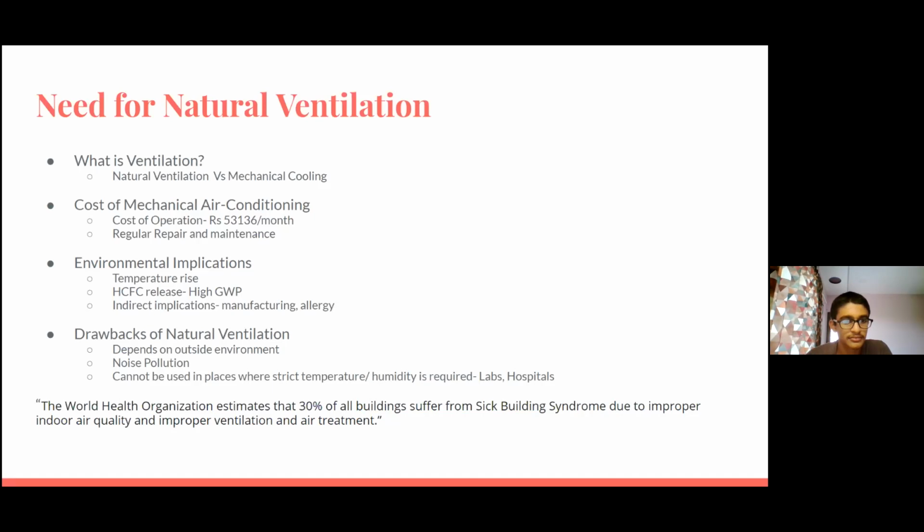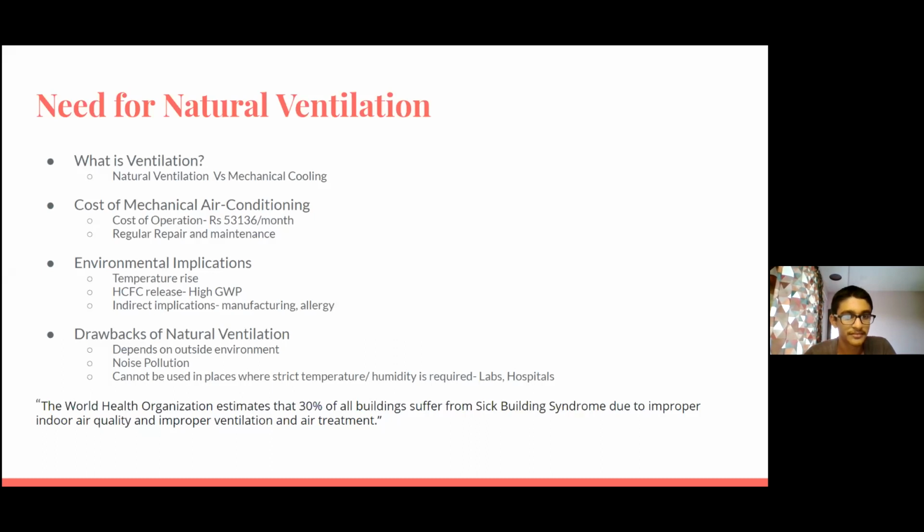Basically, what is ventilation? So let's explore what is ventilation. Ventilation is basically the process of introducing fresh outside air into a space. So this can have various implications. It has various requirements, which we shall soon explore.